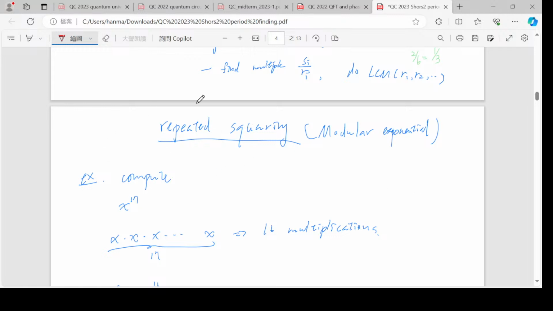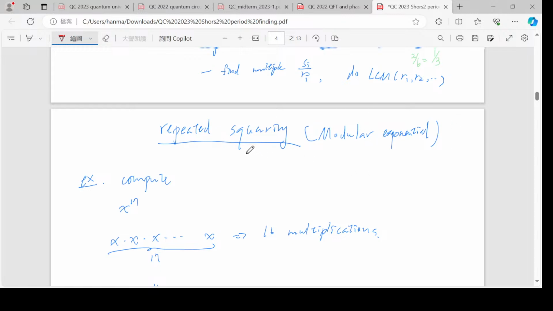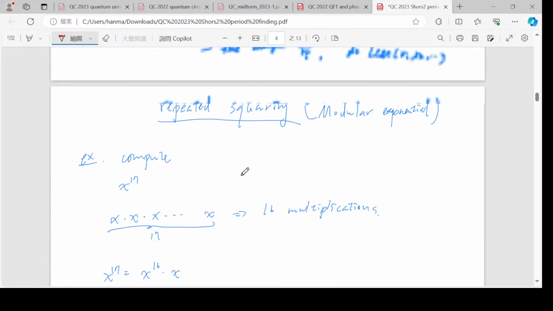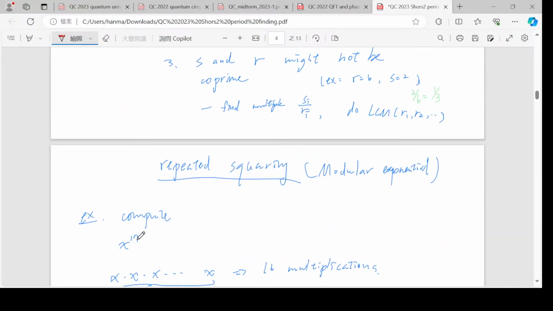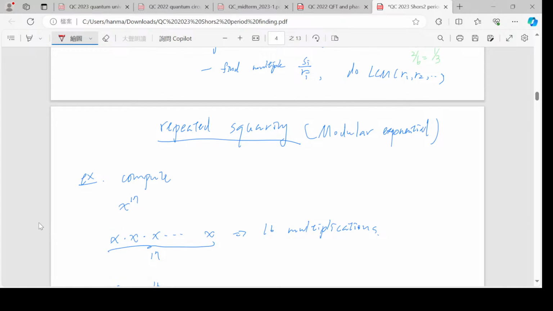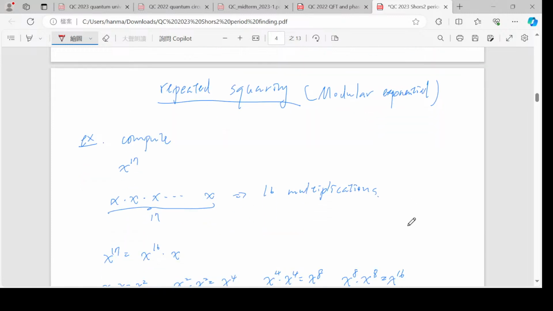And the first one is repeated squaring, or called modular exponentiation. Let's see this as an example. Let's say we want to compute a pretty high power of x. We want to compute x to the 17. If we keep doing multiplication, it is pretty slow. We need to do x times x times x, 17 times, so we need to do 16 multiplications. But if we do repeated squaring, then we can do fewer multiplications to compute this number.